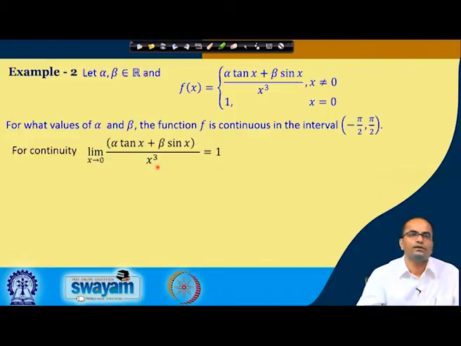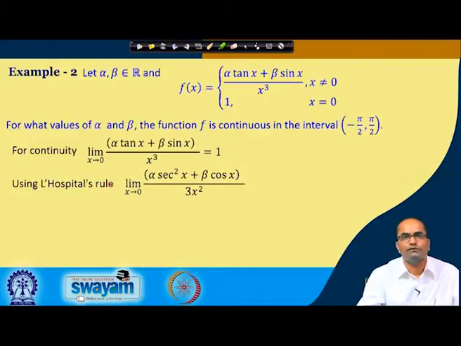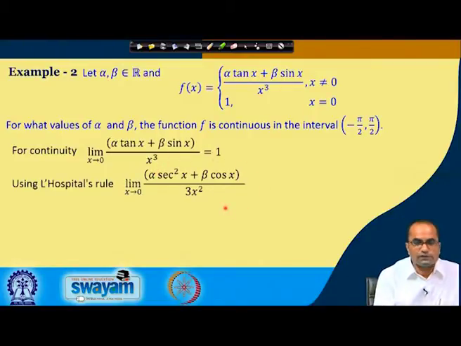So let us apply the L'Hopital rule to this expression. Alpha tan x will become alpha sec square x, plus beta sin x will become beta cos x, divided by 3 x square, since the derivative of x cube is 3 x square, and we take the limit as x goes to 0. Now if we realize what is happening to this function, we have alpha, and as x goes to 0 sec x is 1. So here you have alpha plus beta, since cos 0 is also 1.